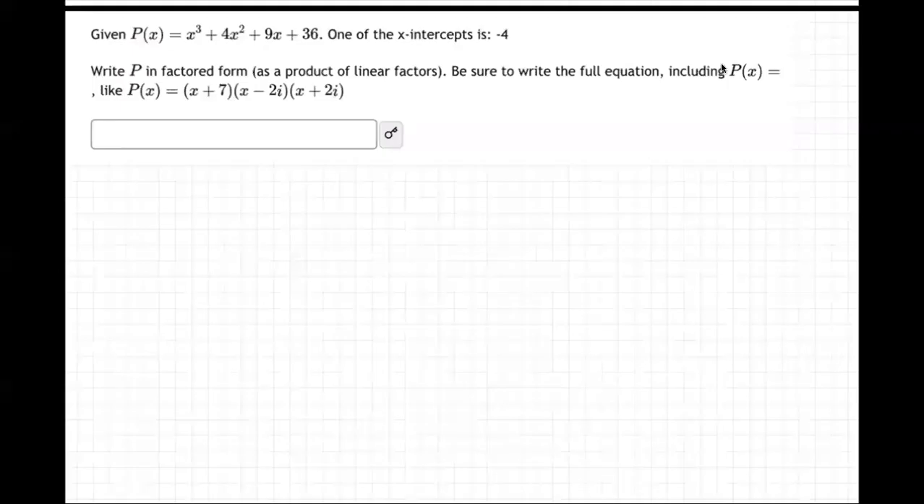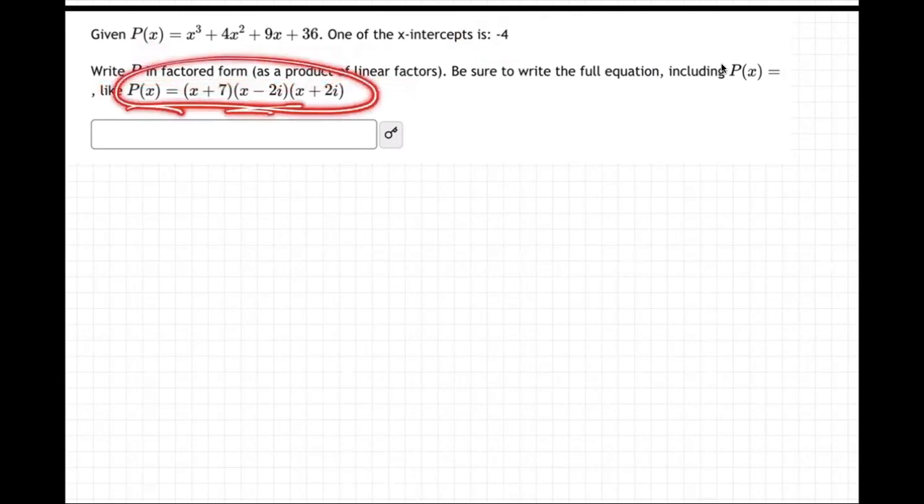Welcome to an example in which we are starting with this polynomial, and they're telling us one of the x-intercepts is -4, and they want us to write the polynomial p in factored form as a product of linear factors. So they want us to write it out like this, and that's not the answer, but kind of like that, all broken down. How do we do that? Well, let me give you an example.